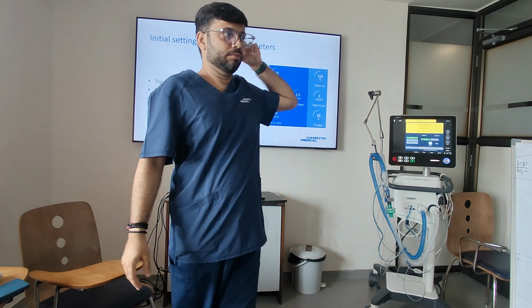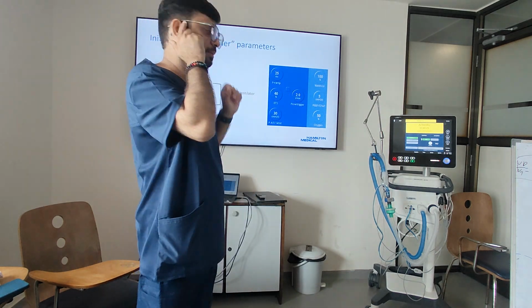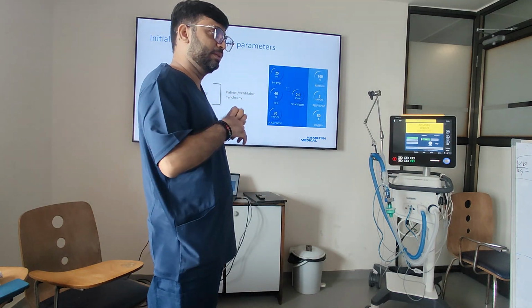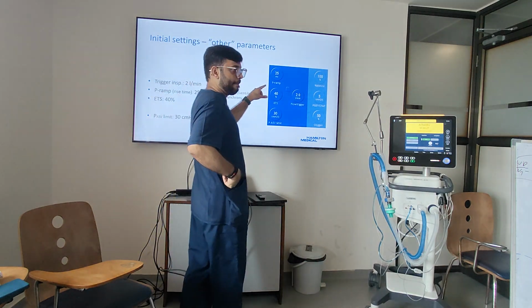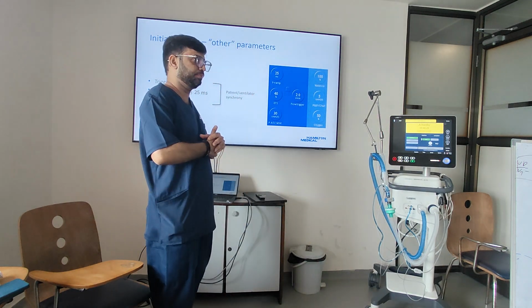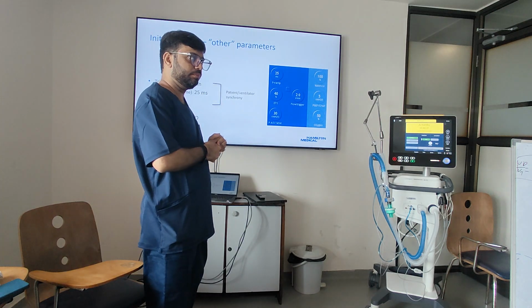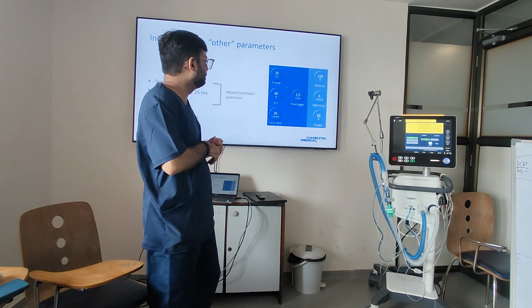So ETS is the percentage of flow, an indirect flow setting. When the flow reaches 40%, it will expire. It is like pressure support cycling. It is the expiratory trigger sensitivity for cycling.